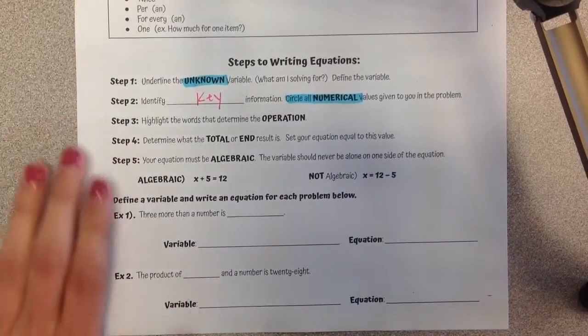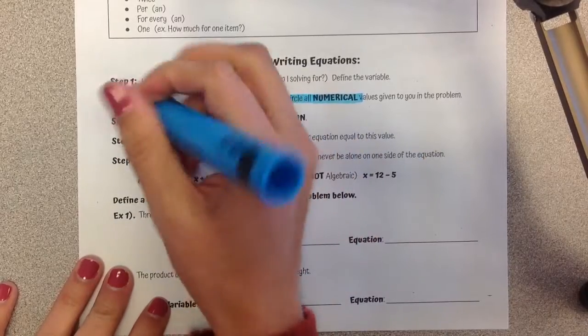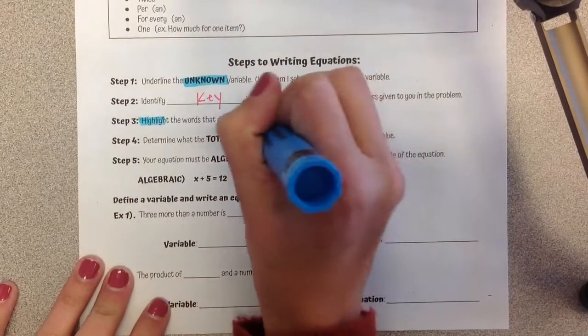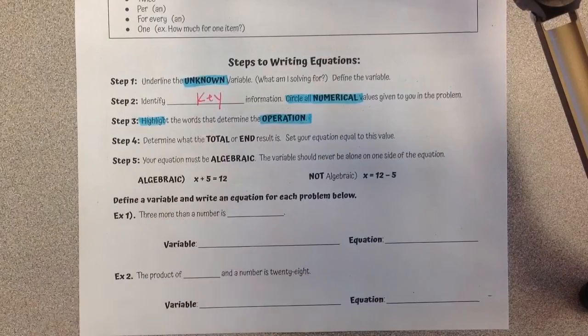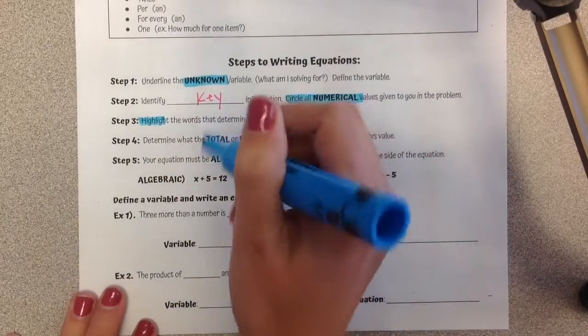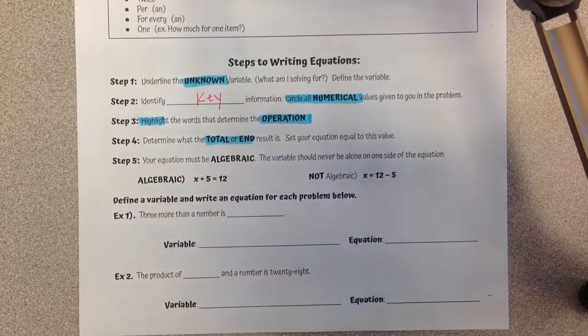And then step three is that we want you to highlight the operation. So that's when you're going to be using your chart to figure out what words tell you which operation. And then to determine what the total or end result is. And you're going to set your equation equal to that value.